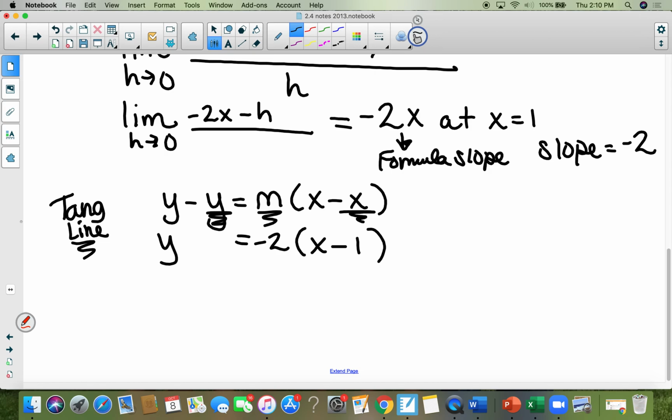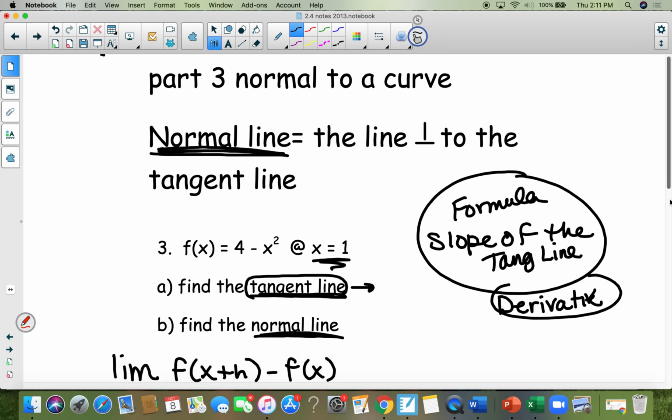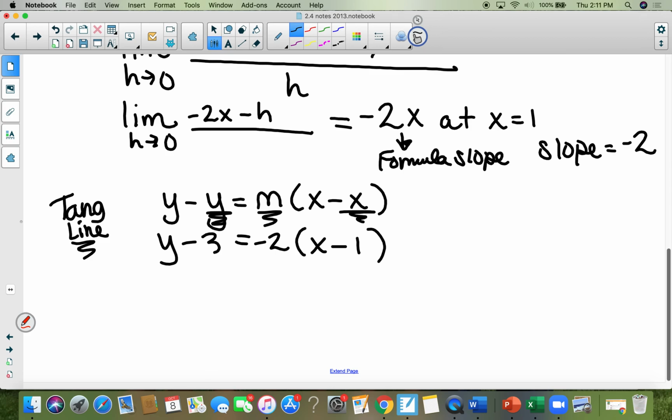Where do we come up with the y value? What does y equal, you guys? Yep. y equals 4 minus x squared. And if x equals 1, what does the y equal? 3. Yeah. Right here: y minus 3 equals a negative 2x plus 2. y equals a negative 2x plus 5. y is equal to a negative 2x plus 5. That's the tangent line, that's the A.